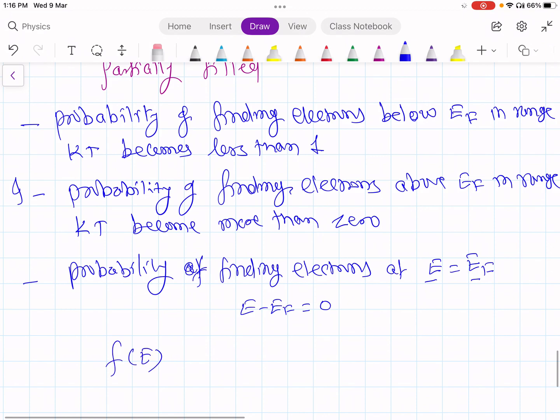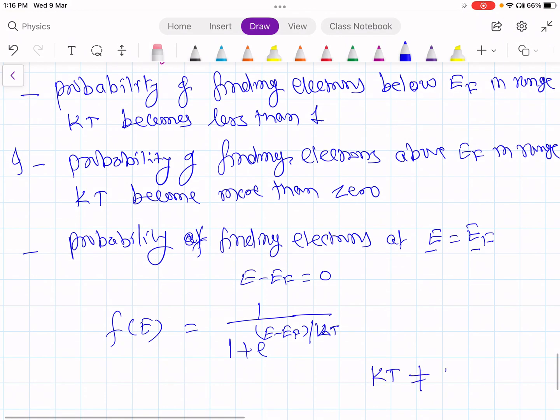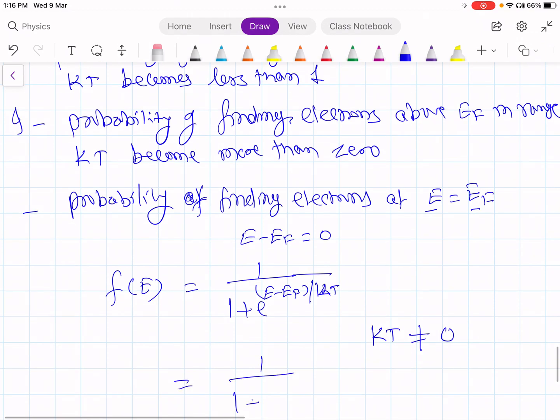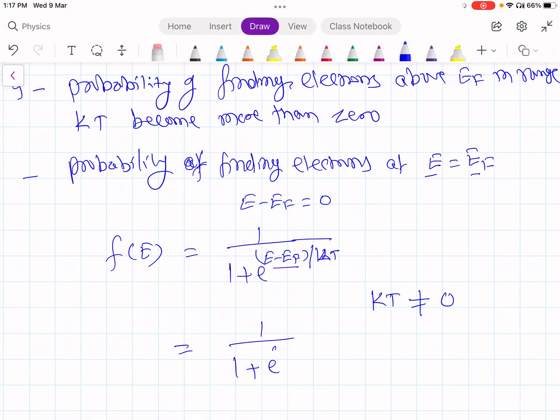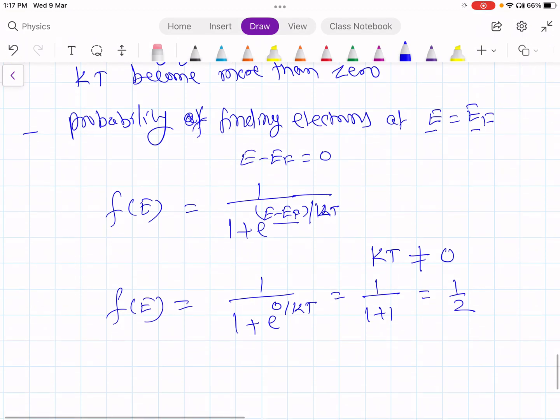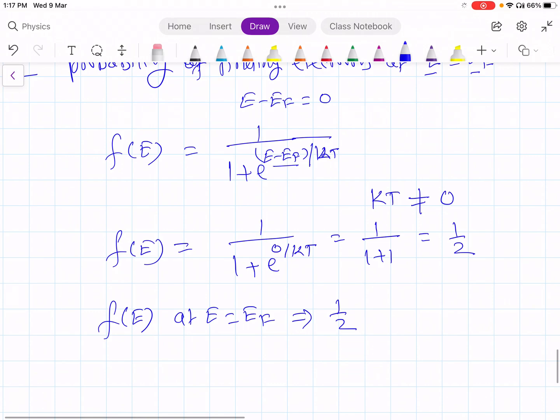So the probability function, the Fermi function, is equal to 1 upon 1 plus e raised to E minus EF upon kT. Now kT is not 0. Therefore, 1 upon 1 plus e raised to, but E minus EF is 0, since E equals EF. So 0 by kT, and e raised to 0 is 1. So 1 plus 1, and that's why we get half. So f of E at E equals EF is equal to half. Probability of finding electron is half.